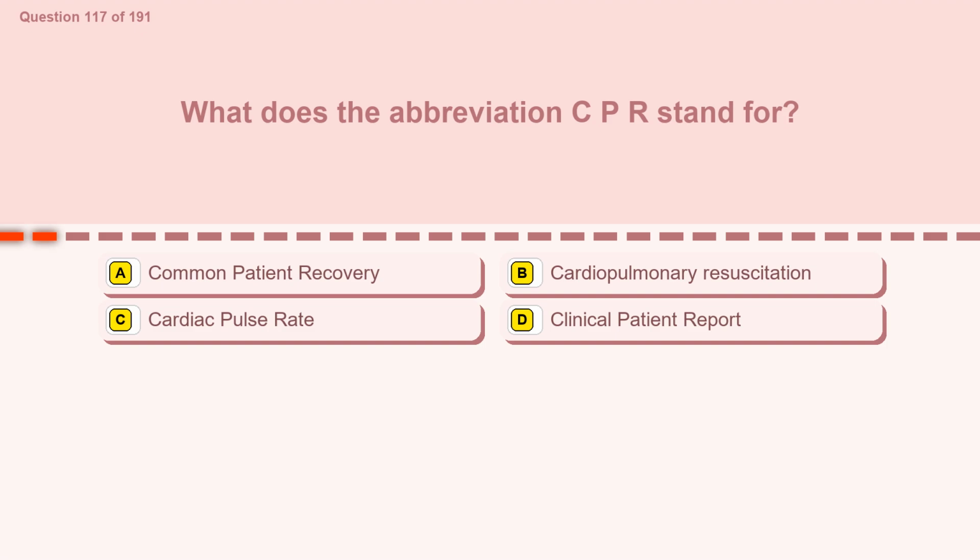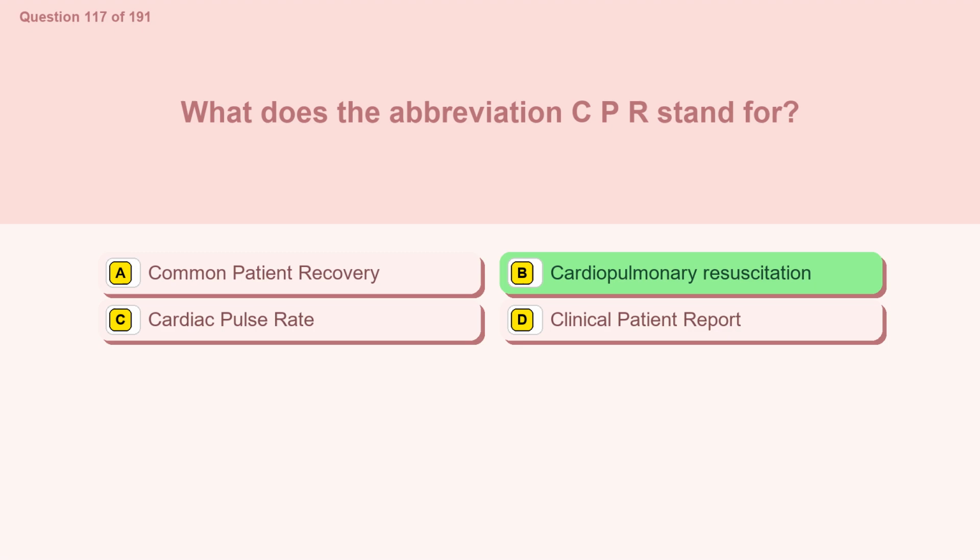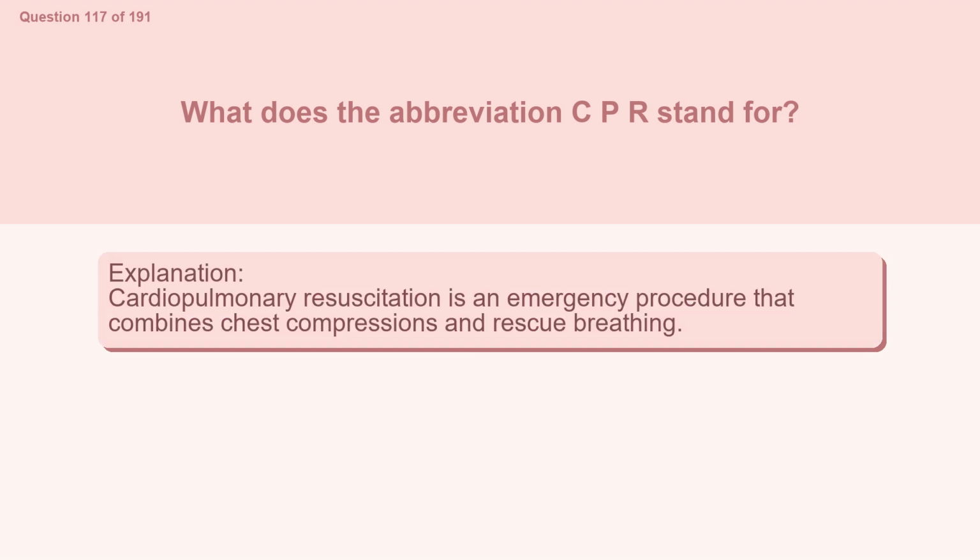Question 117. What does the abbreviation CPR stand for? Option A, Common Patient Recovery. Option B, Cardiopulmonary Resuscitation. Option C, Cardiac Pulse Rate. Option D, a Clinical Patient Report. The correct answer is option B, Cardiopulmonary Resuscitation. Cardiopulmonary resuscitation is an emergency procedure that combines chest compressions and rescue breathing.